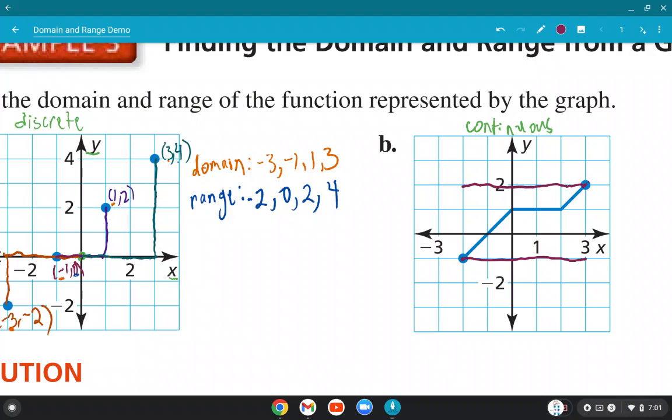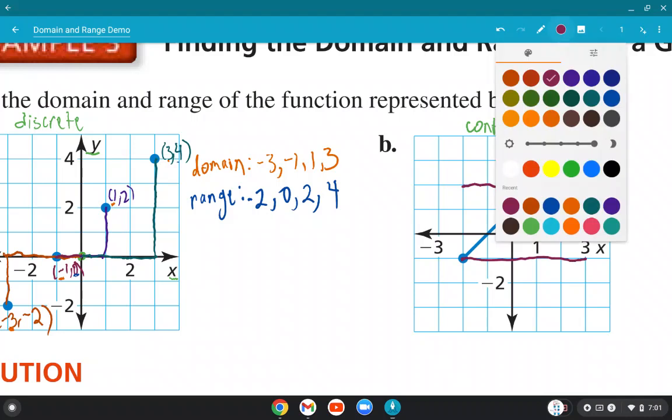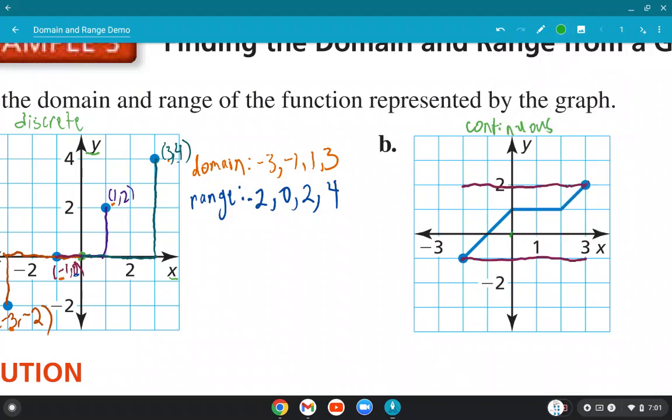Now, what I'm going to do is start from the origin, and I'm going to make this a different color. And then I'm going to count to the right. 1, 2, 3.